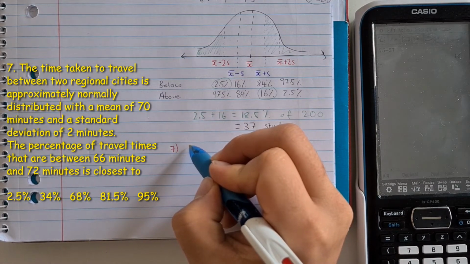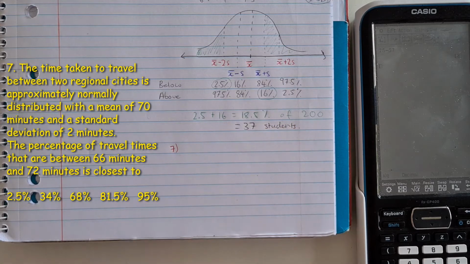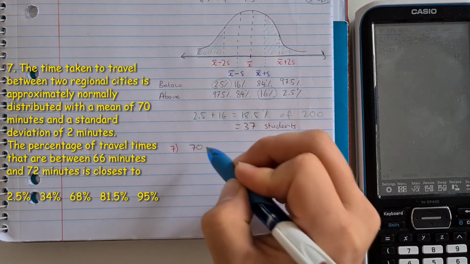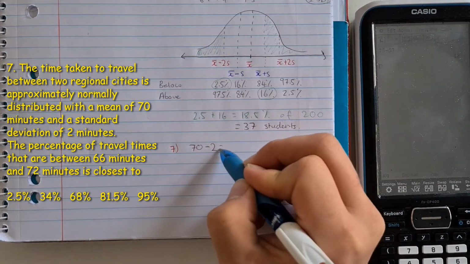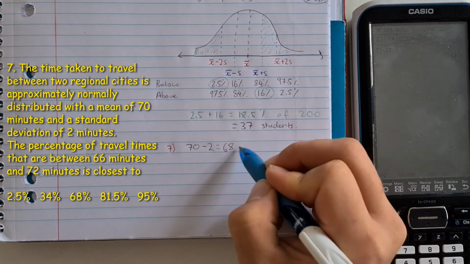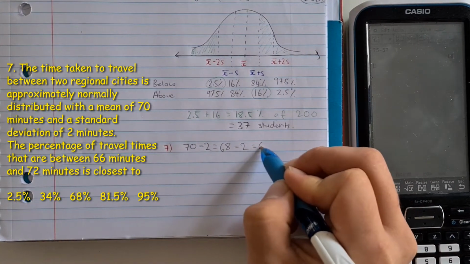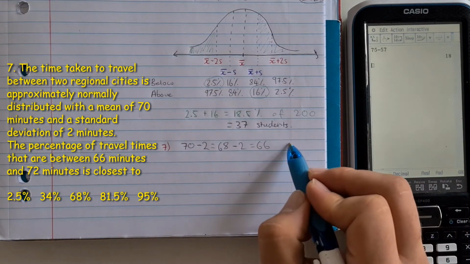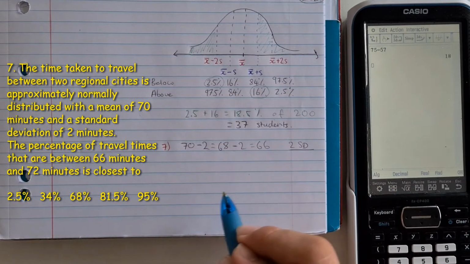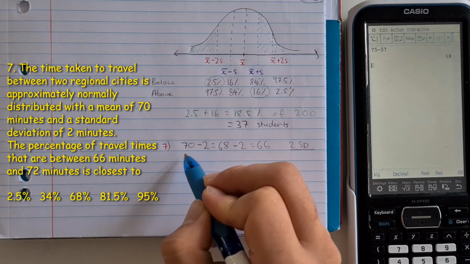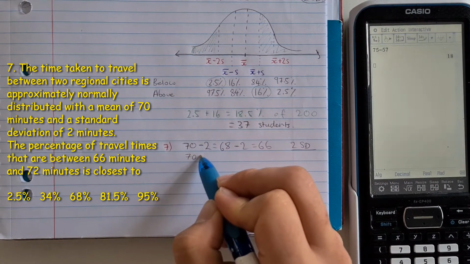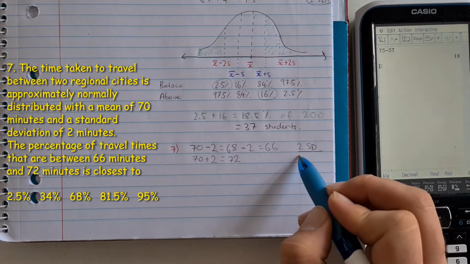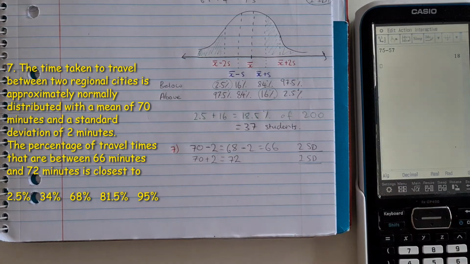let's figure out how many standard deviations below the mean 66 is. So we've got our mean of 70. Let's minus one standard deviation, we get 68. Let's minus another standard deviation, we get 66. So 66 is 2 standard deviations below the mean. Now, the mean plus 1 standard deviation is 72, and that's our other number. So that's 1 standard deviation above the mean.